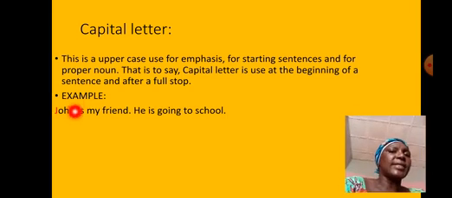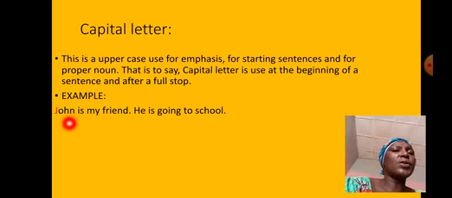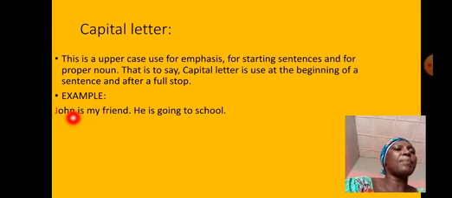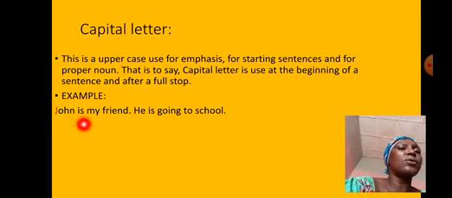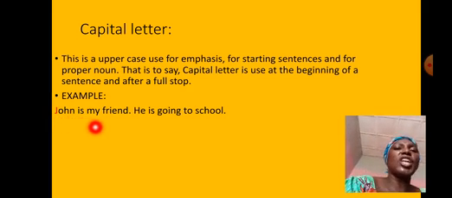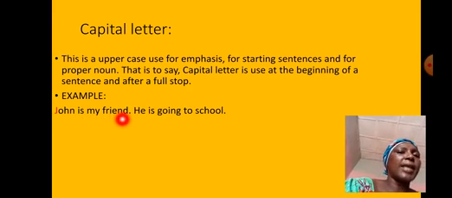Now look at this example: John is my friend. John is a proper noun because it's the particular name of a person. That is why the J is in capital letter. The ink there is red to indicate that we are starting a sentence and it must be with a capital letter. Can you see the J there in capital letter?